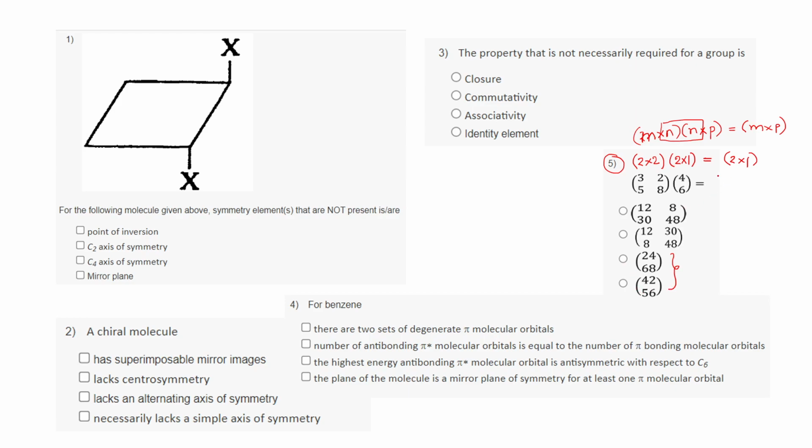Okay. So let me show you how to do it. Can anyone tell me how to do a matrix multiplication?